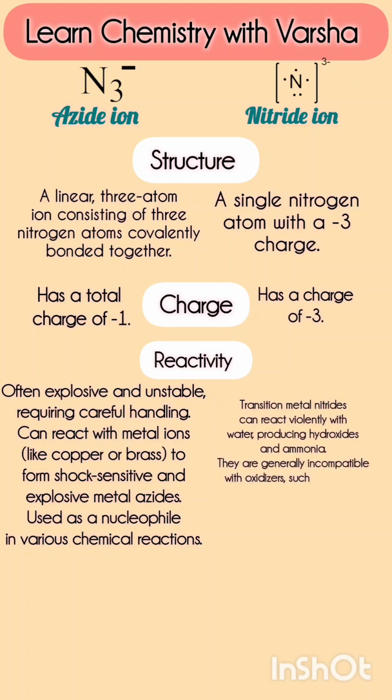While the nitride ion, in transition metal nitrides, can react violently with water, producing hydroxides and ammonia. They are generally incompatible with the oxidizers, such as oxygen in the air and acids. Some nitrides like silicon nitrides are used as wide bandgap semiconductors.